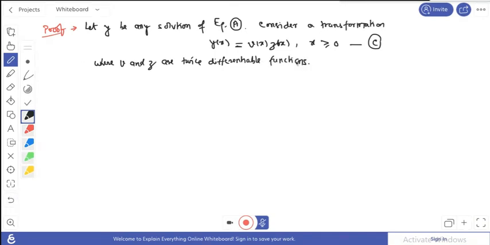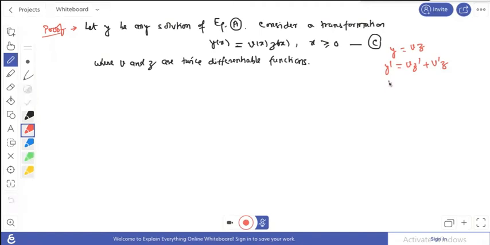Okay, so here, what is the value of y prime? So y prime equals the first function times the derivative of the second plus the second times the derivative of the first. If y equals vz, what is y prime? So y prime is v z prime plus v prime z.